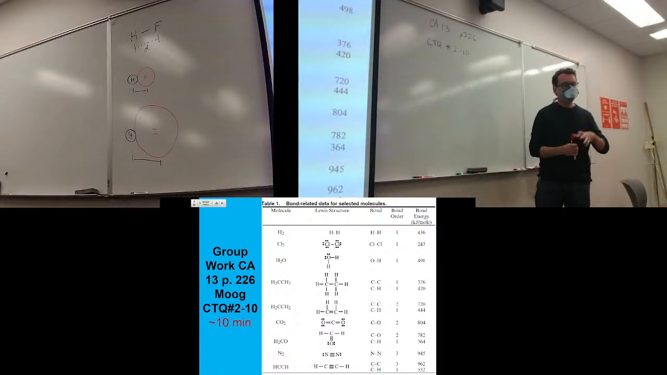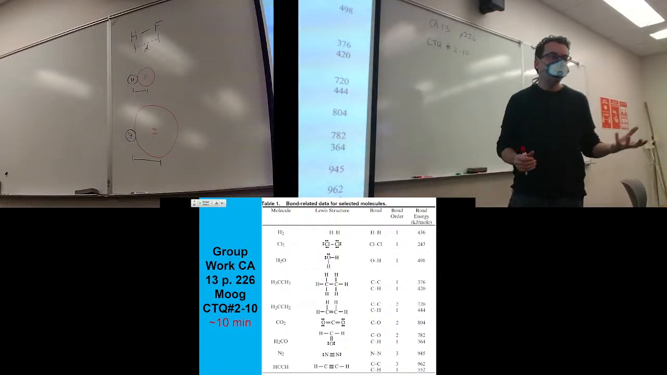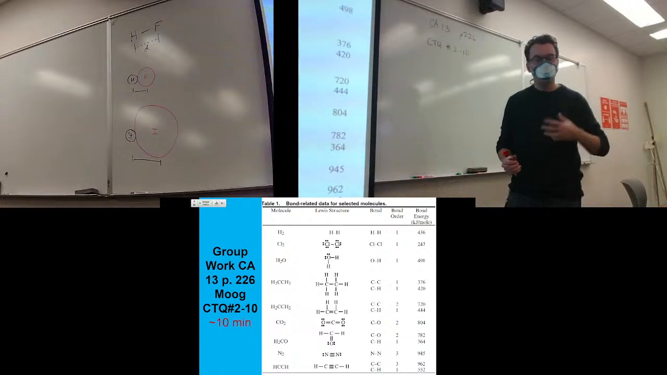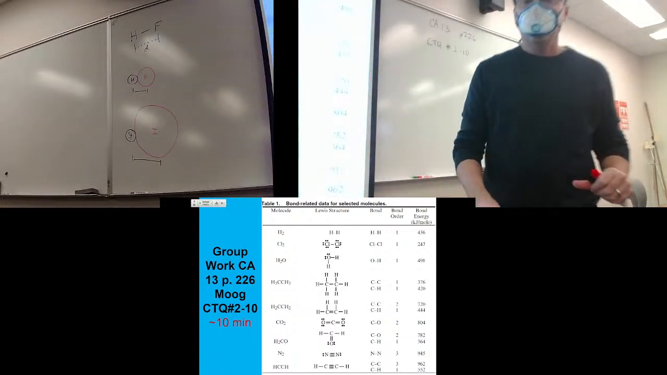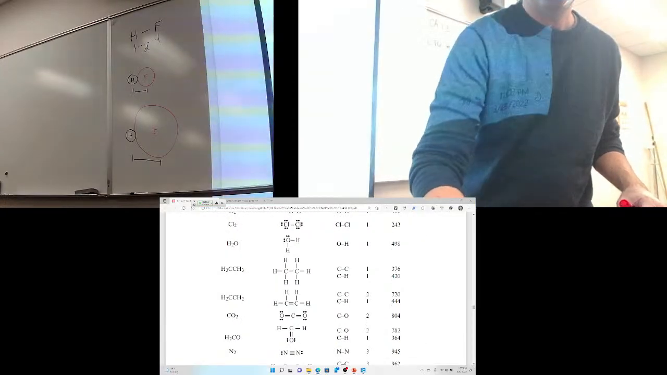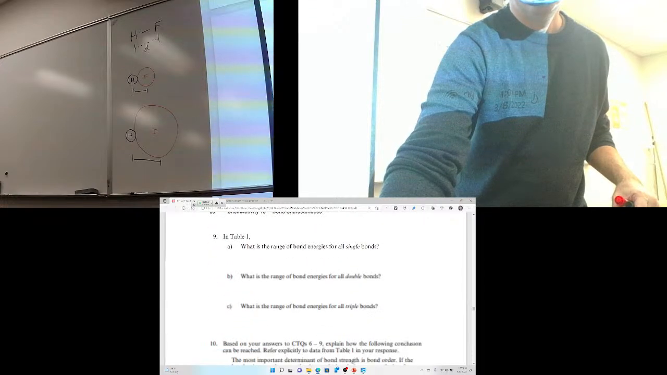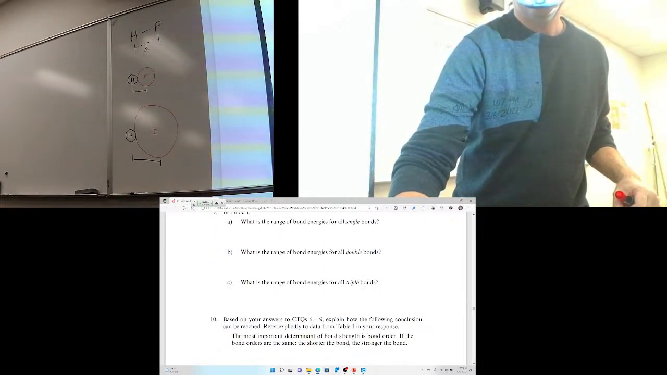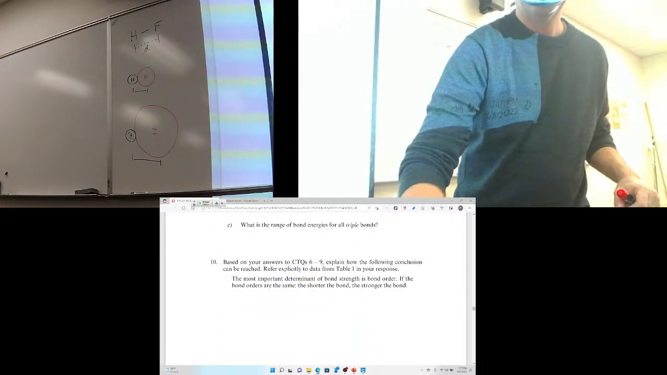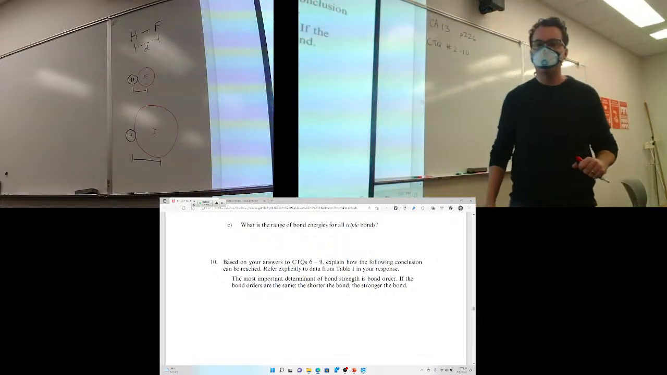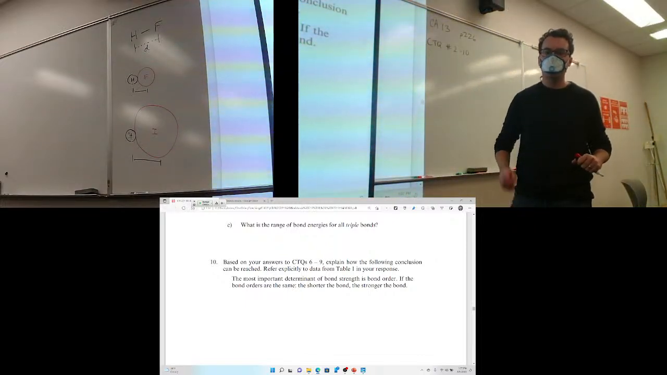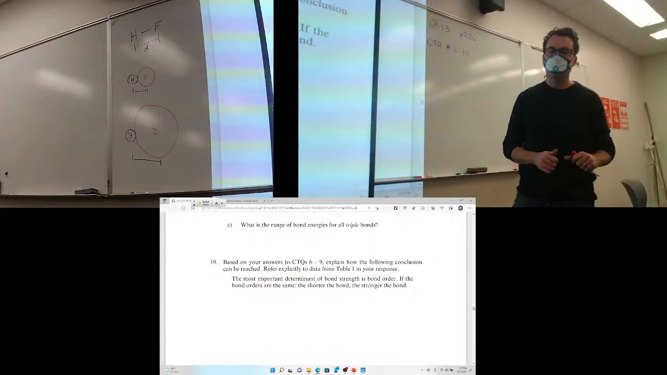So triple bonds are always going to be stronger. They're high energy. Double bonds are kind of strong. Single bonds are the weakest. They have the biggest variability. But, and this is where we get to the last question, the most important determinant of bond strength is bond order. If the bond orders are the same, the shorter the bond, the stronger the bond.